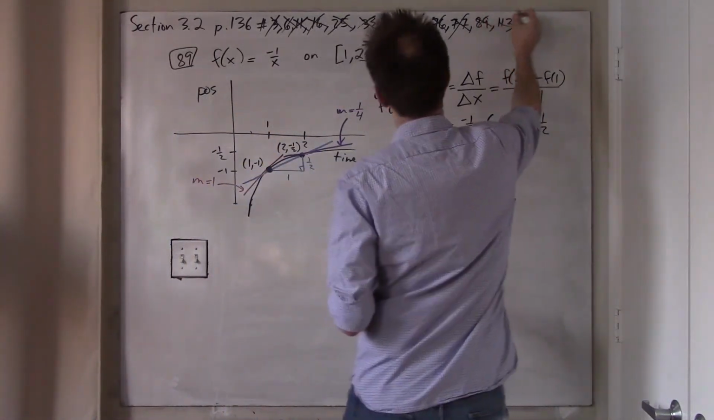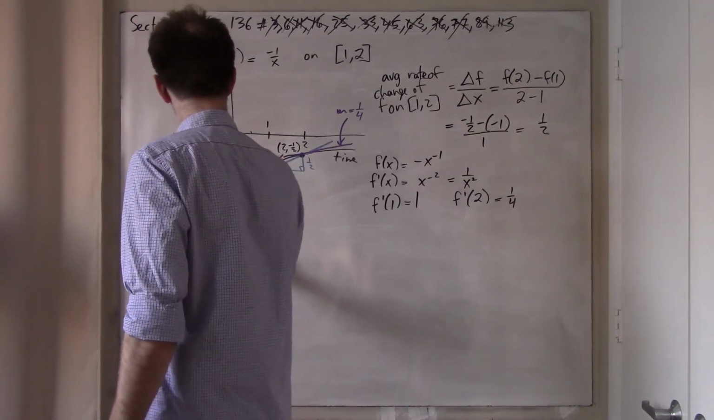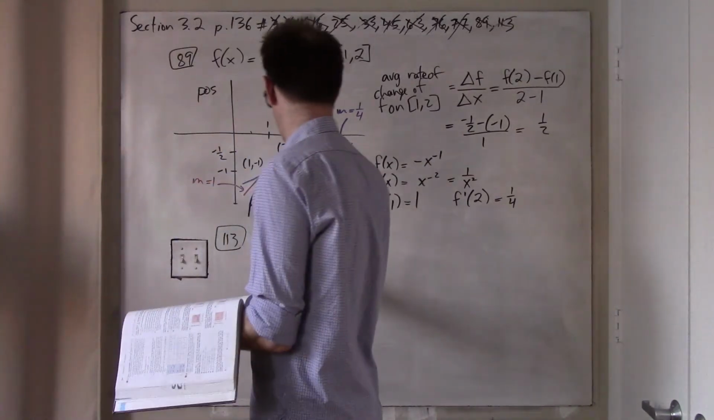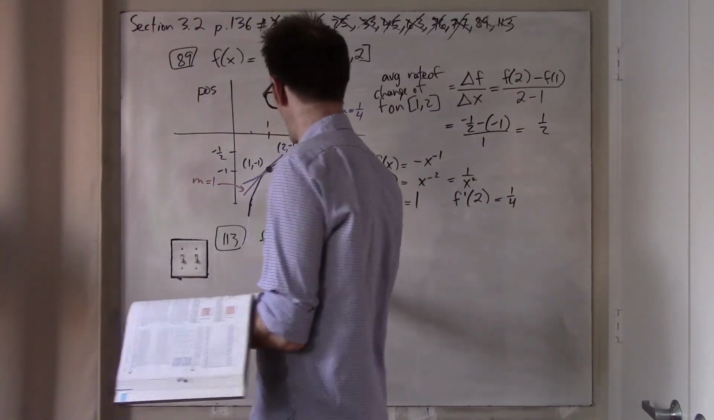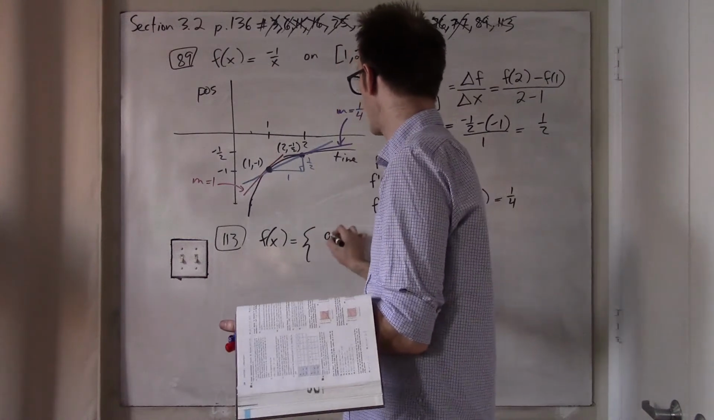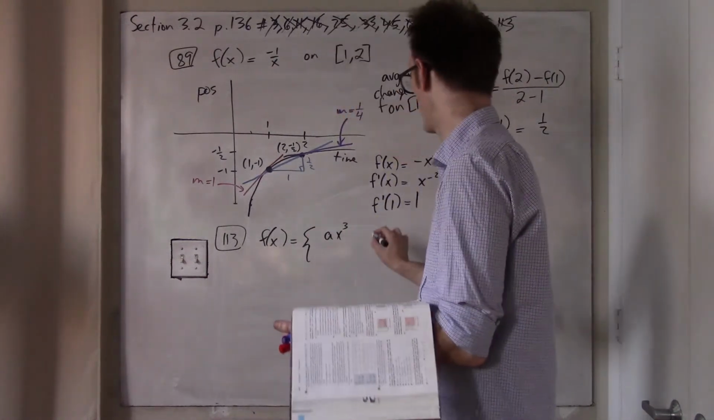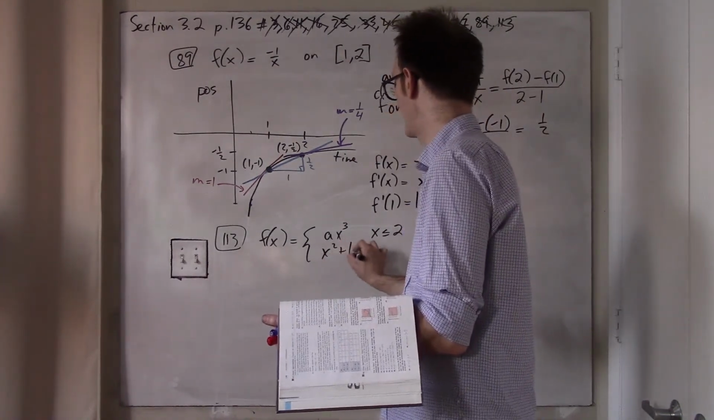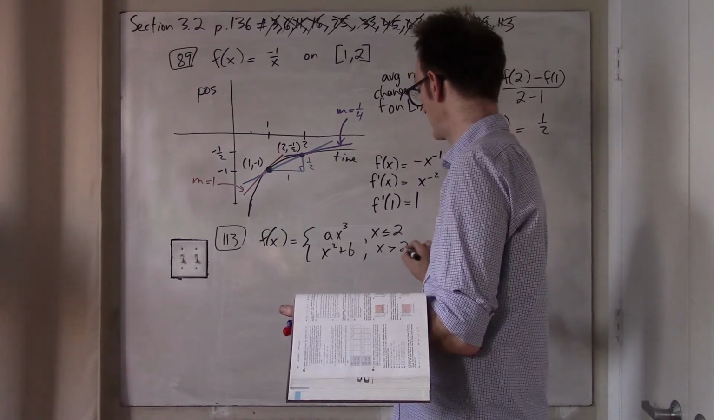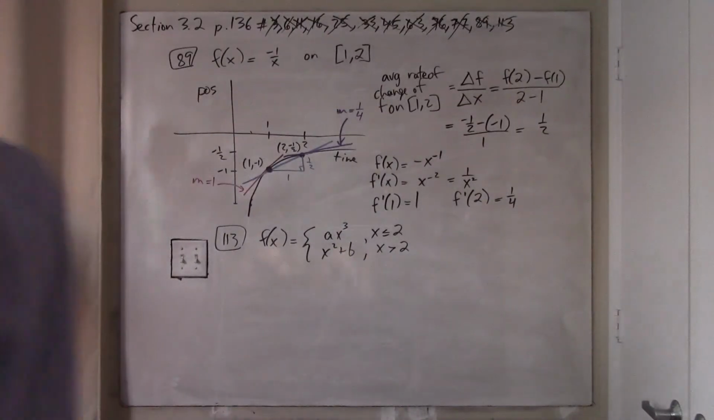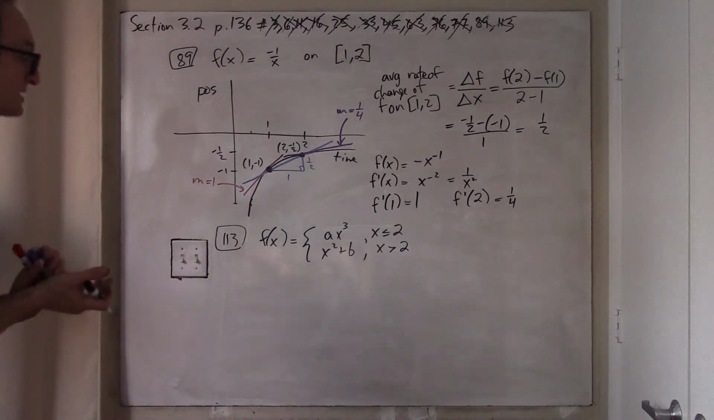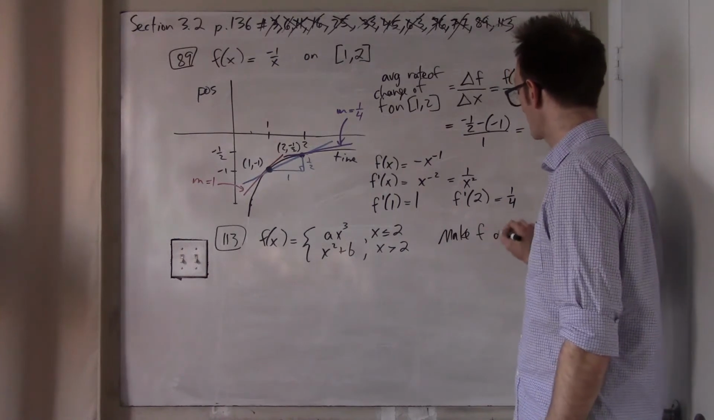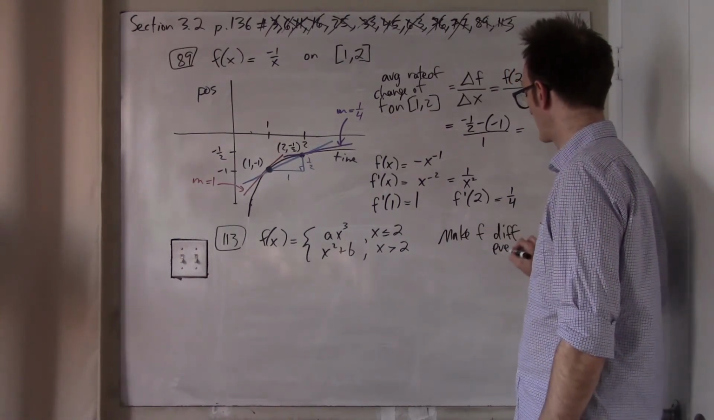Alright, last one. 113, and then this freaking long video will be over. What is 113? Okay, this is kind of a little tricky. We have this function which is ax cubed when x is less than or equal to 2, and x squared plus b when x is greater than 2. And the directions are find a and b such that this function is differentiable everywhere. So I'll just say make f differentiable everywhere.